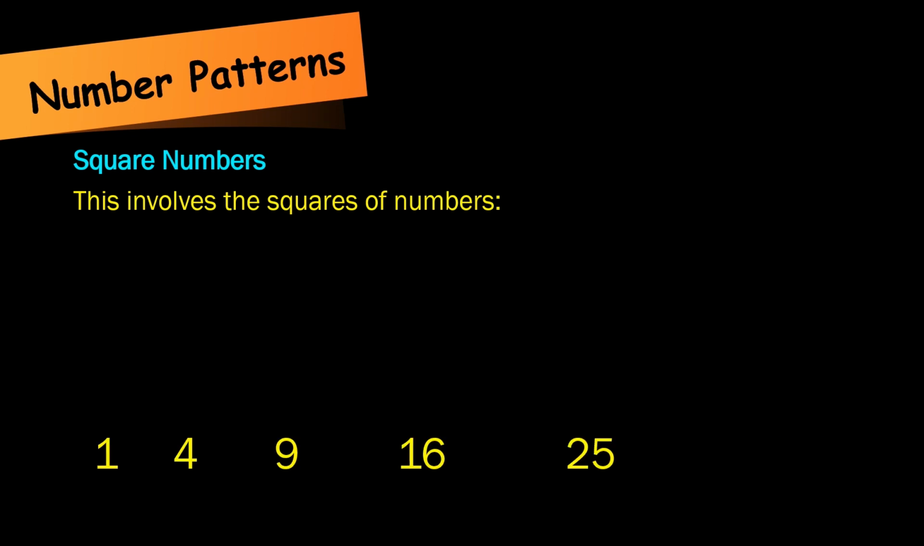The first of these is square numbers. These involve the squares of numbers. So, we have 1, 4, 9, 16 and 25 and so on.